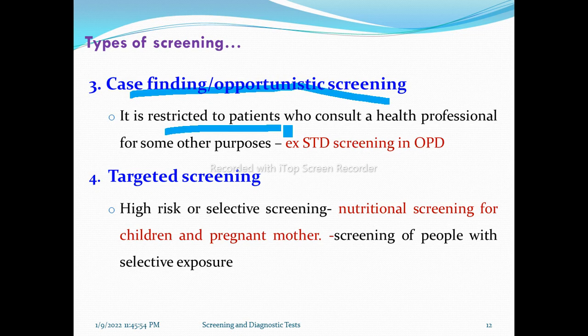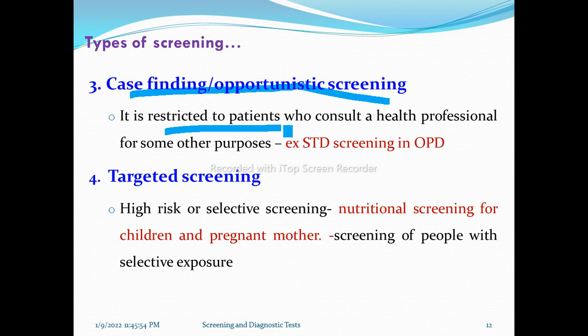This is known as opportunistic. Opportunistic means using the chance that the health professional has, or case finding. So for instance, measles is important to be screened, so measles will be screened while we are working in the OPD. So this type of screening is known as case finding or opportunistic screening.